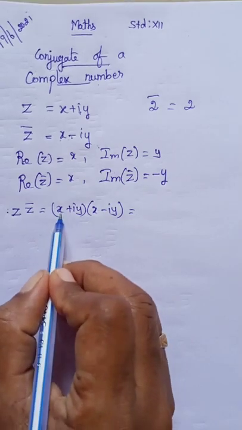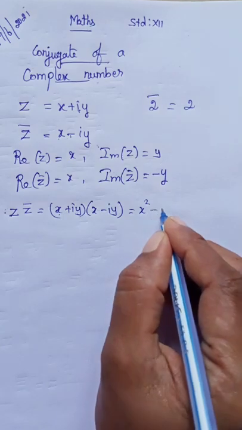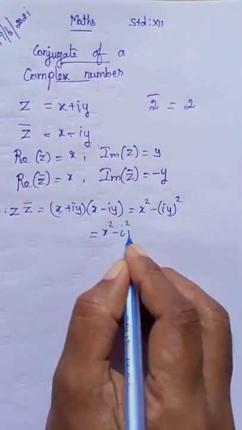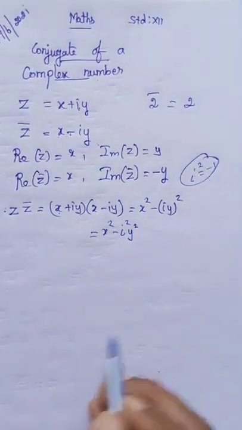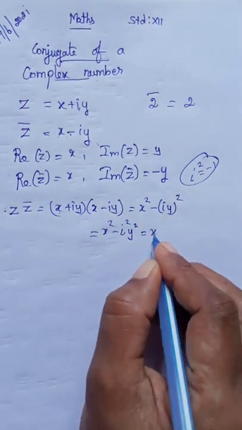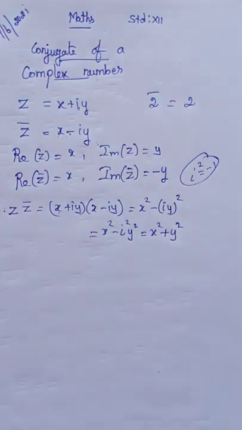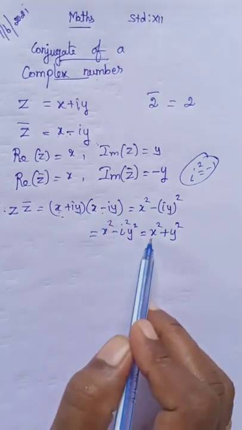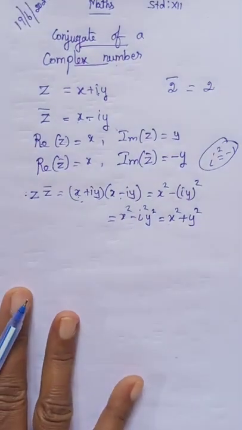Okay, see here, this is of the form a plus b into a minus b. So we will be getting a square minus b square, or x square minus i square into y square. We know the value of i square is equal to minus 1. So we get x square minus of minus 1 is plus y square. So wherever we get the product of a complex number and its conjugate, we can directly write it as x square plus y square. I hope now we can move to the problem.